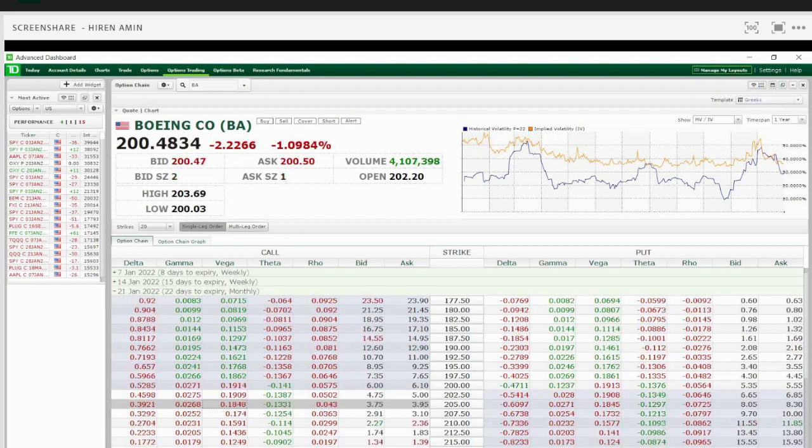Now, Bill asks, how close would you say delta equates to probability? Bill, that's a fantastic question. To your question, delta is pretty much equal to probability in the money, essentially. So if you wanted to predict whether this option is going to be in the money, you would look at the current delta, and that will tell you the probability that it's going to go in the money on expiry day.